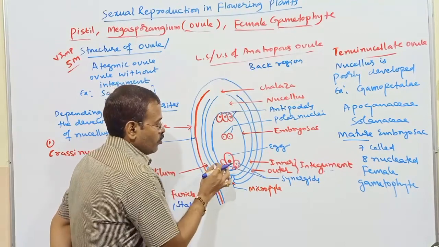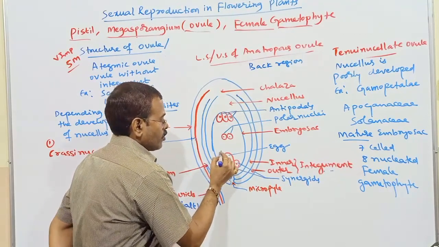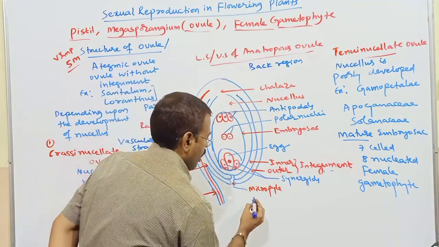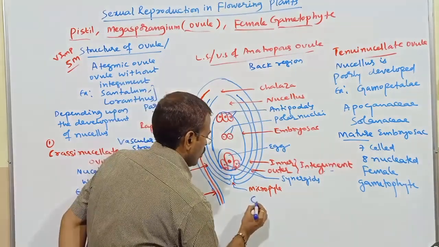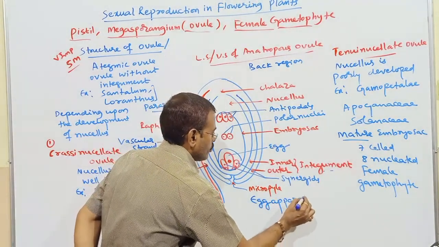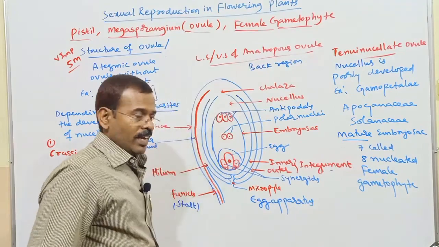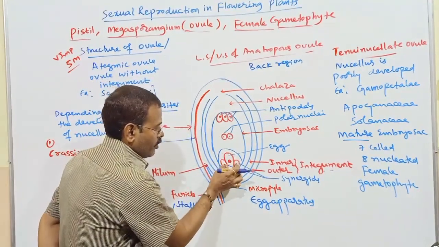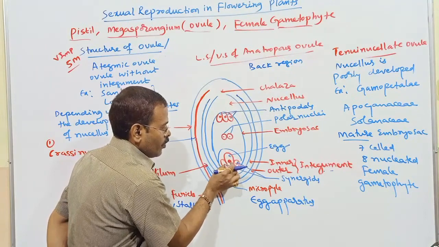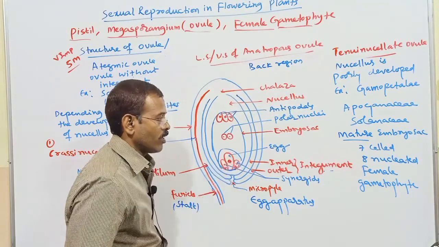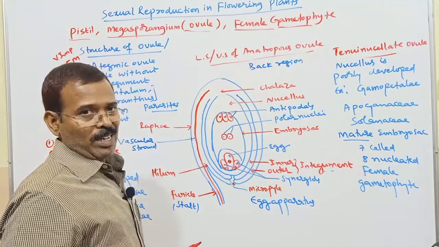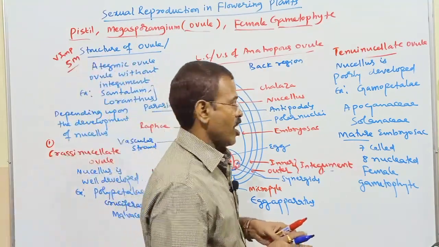Now this part, we call the egg apparatus. This complete part, with three cells, the three-celled structure, is called the egg apparatus. What does this egg apparatus contain?